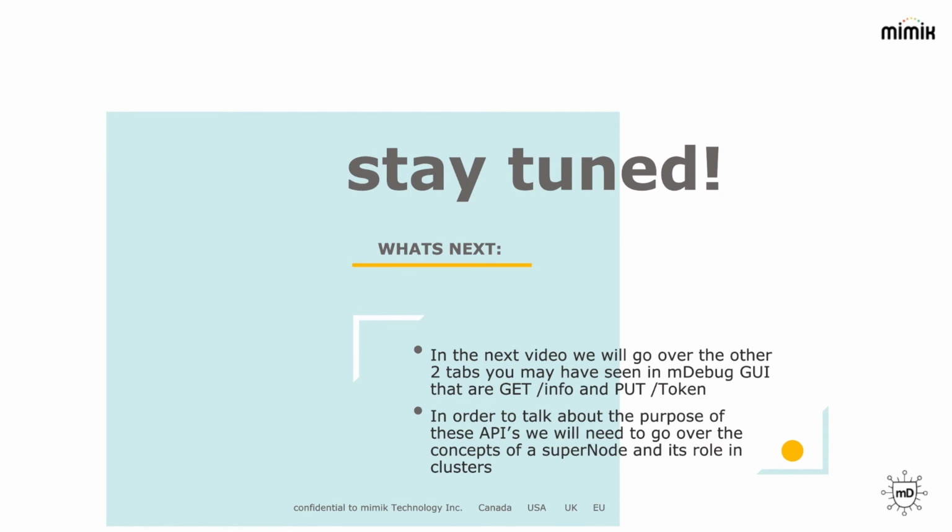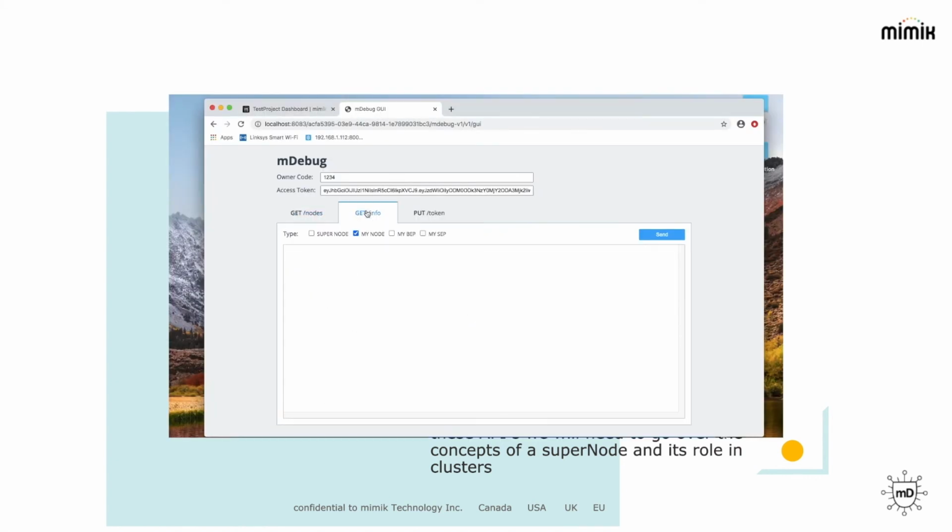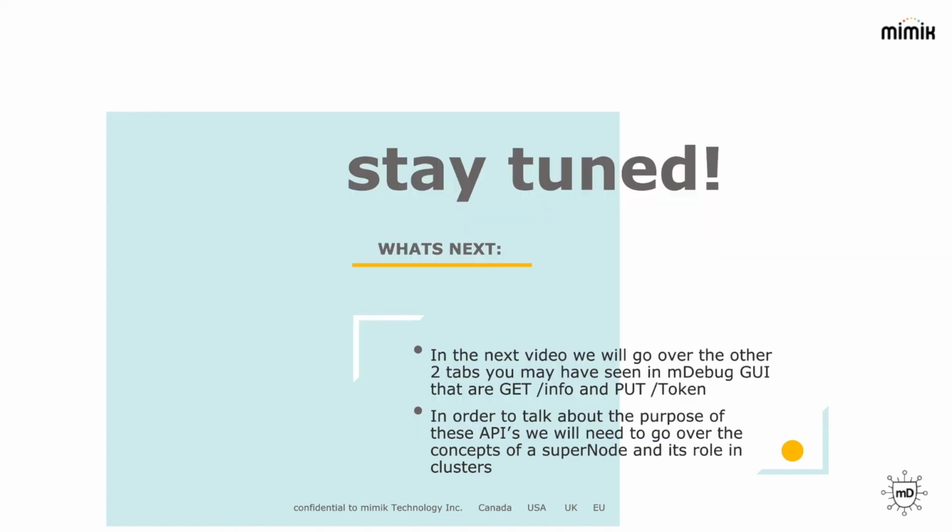In the next video, we'll go over the 2 tabs you may have seen in the mDebug microservice graphical user interface that were getInfo and PutToken. In order to talk about the purpose of these 2 APIs, we'll need to go over the concepts of a supernode and its role in edge clusters.